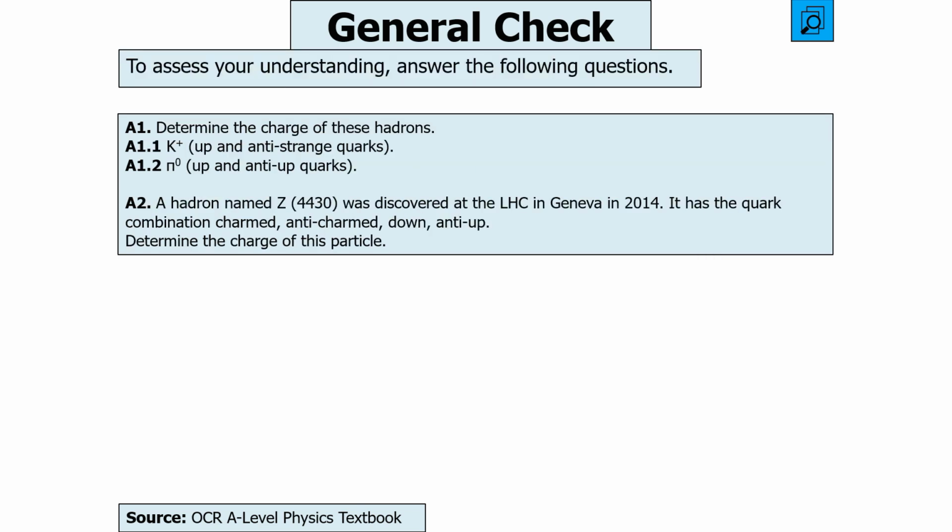The next question says, determine the charge of the following hadrons. The kaon positive and the pion 0, or the neutral pion. Then the second question is, a hadron named Z was discovered in the Large Hadron Collider in Geneva in 2014. It has the quark combination charmed, anti-charmed, down and anti-up. So determine the charge of this particle. So pause the video now, then unpause the video when you want to go through your answers.